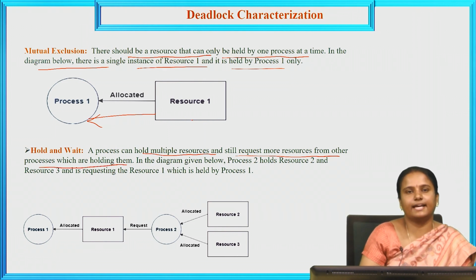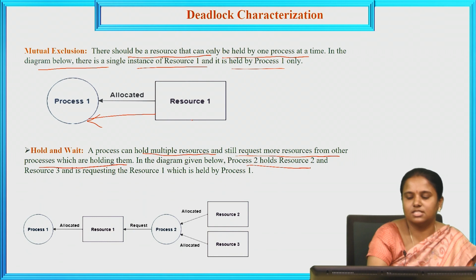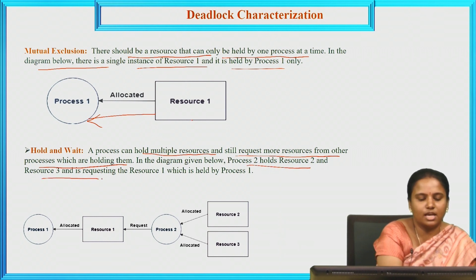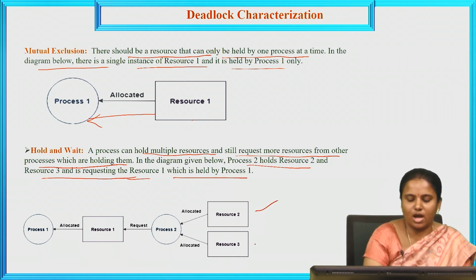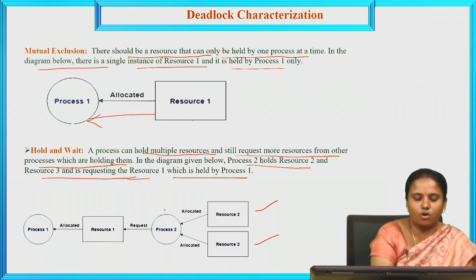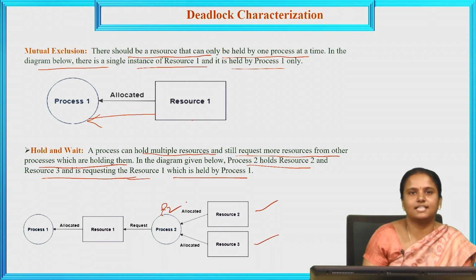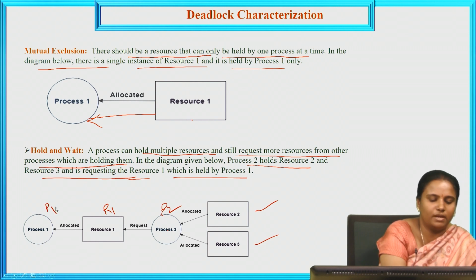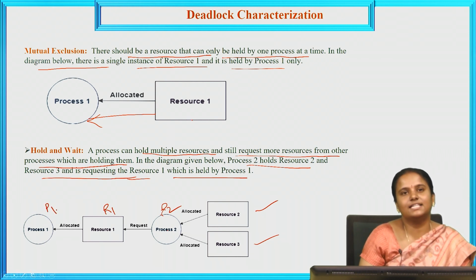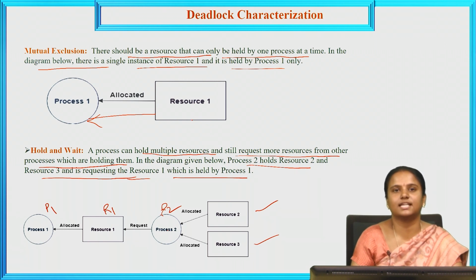See the diagram. Process 2 holds resource 2 and resource 3, and is requesting resource 1, which is held by process 1. Resource 2 and resource 3 are allocated to process 2, let us say P2. P2 is requesting resource 1, and resource 1 is allocated to P1. So until it completes or releases its resources, no other process can access it.